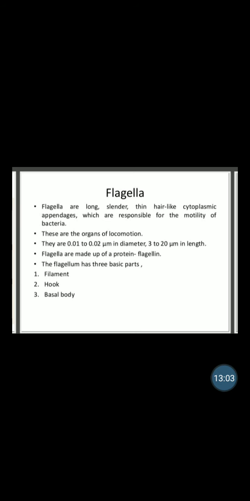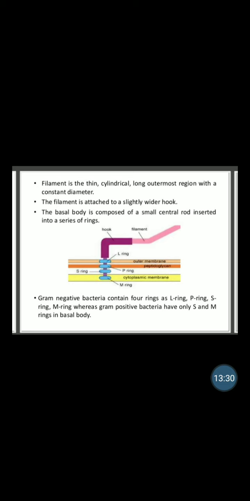The diameter of the flagellum is 0.01 to 0.02 micrometer and the length is 3 to 20 micrometer. Flagella are made up of protein. The name of this protein is flagellin. The flagellum has three basic parts: filament, hook and basal body. Here we can see the hook, filament and basal body.